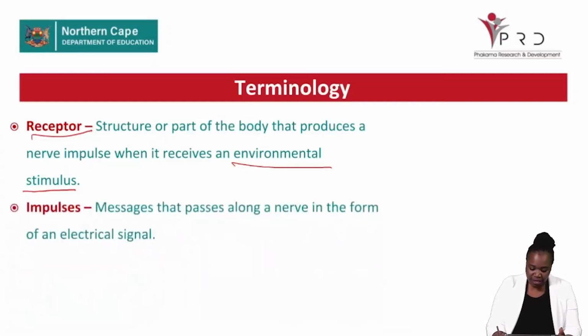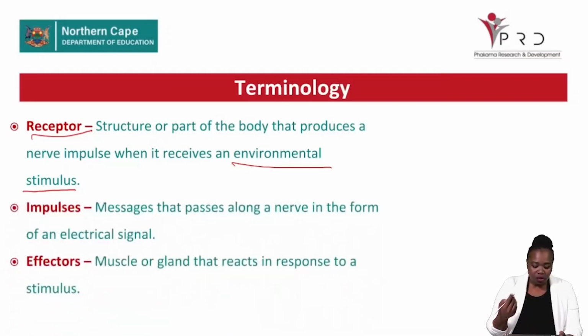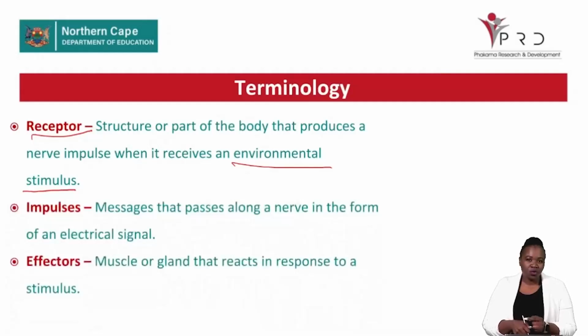And then we have an impulse. These are messages that pass along a nerve in the form of an electrical signal. These impulses are passed from the sense organs to the central nervous system, or the brain, in order for an individual to be able to react to the changes that happen in the external environment.